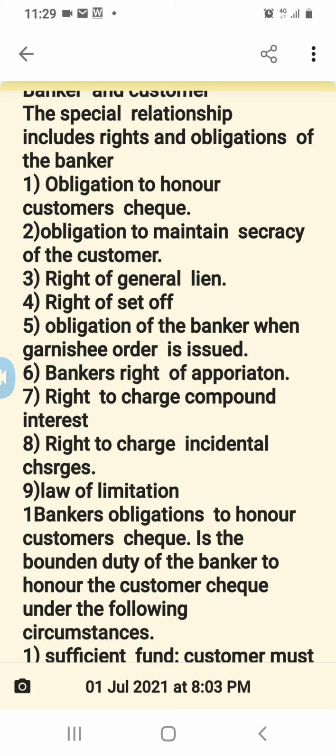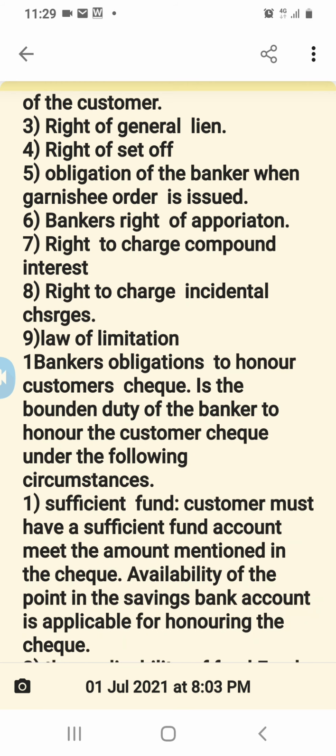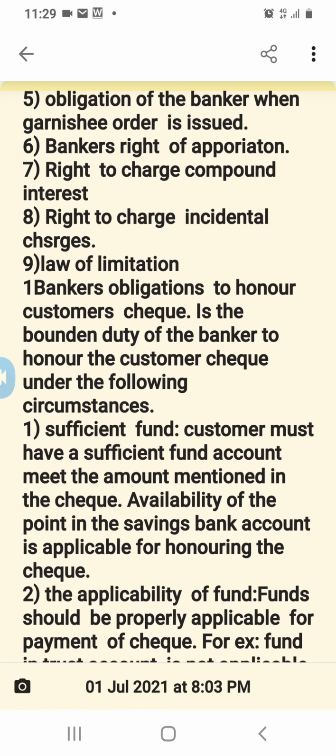Then fourth one, right of set off. Fifth one is obligation of the banker when the garnishee order is issued. Sixth one is banker's right of appropriation. Seventh one is right to charge compound interest. Eighth one is right to charge incidental charges. Ninth one is law of limitation.